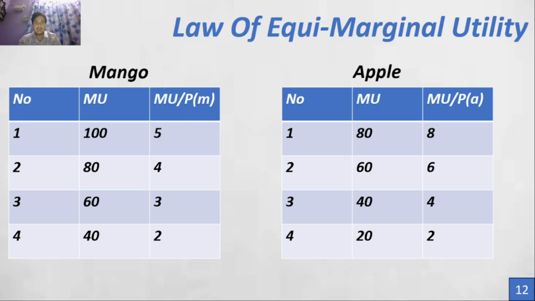Now, we must calculate the ratio between marginal utility and price of that commodity. For example, for our first mango, its marginal utility is 100 and its price is 20. So the ratio will be 5. To get the maximum satisfaction, we should select the commodity with highest ratio. In this case, we can see that our apple has the highest ratio. Therefore, we select one apple.